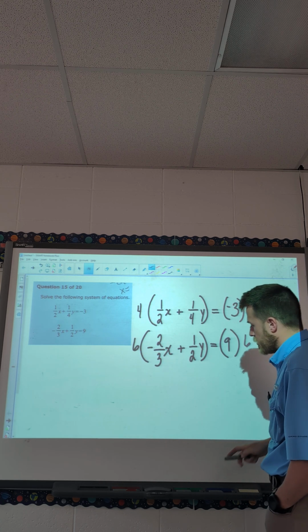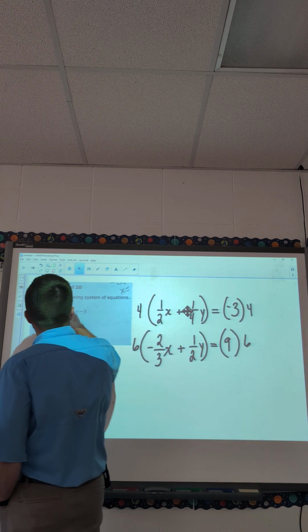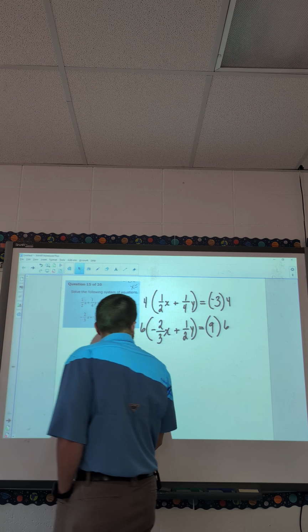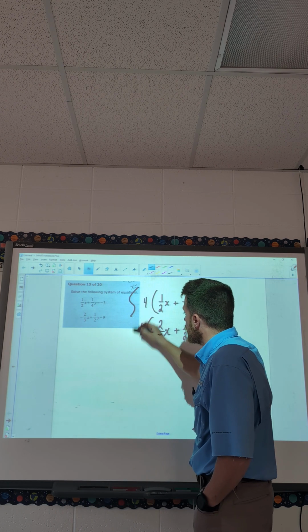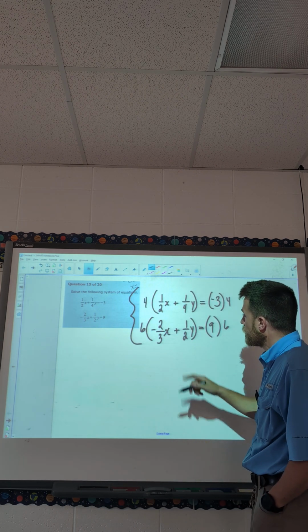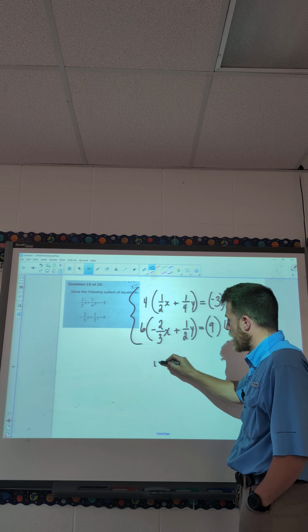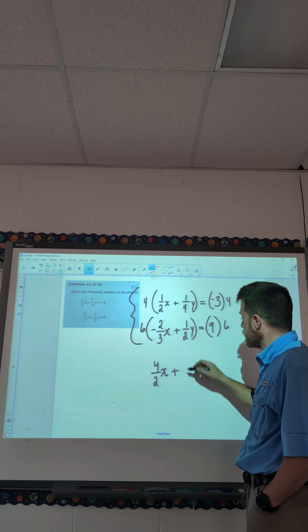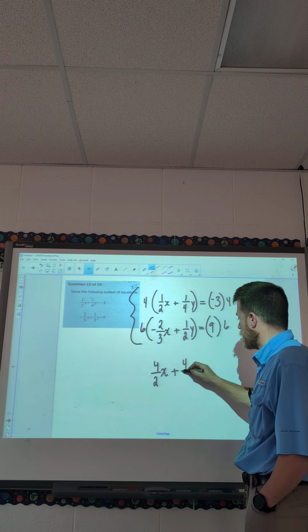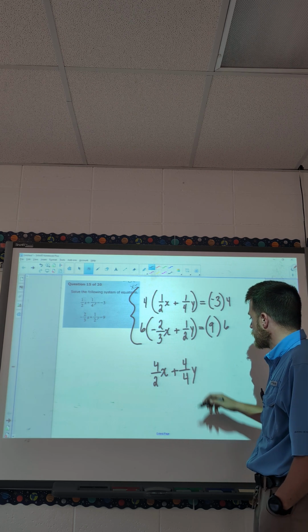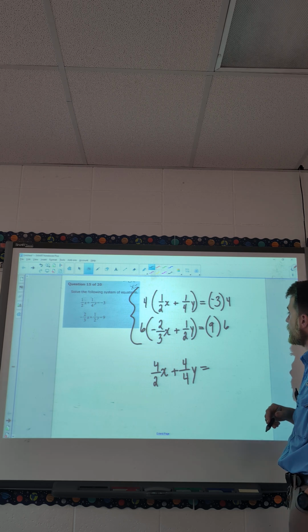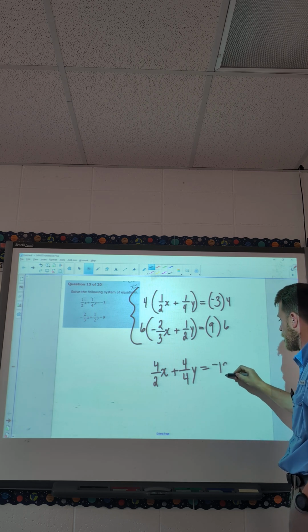And here's how this will play out. Can I zoom out a little bit? Probably not in the way I want to, but that's fine. So doing that, with our first equation, if we multiply 4 times 1/2, we just get 4 halves x plus 4 times 1/4, you probably see where that's going, 4 fourths y equals, and we still have to multiply on the other side as well, -3 times 4 is just -12.